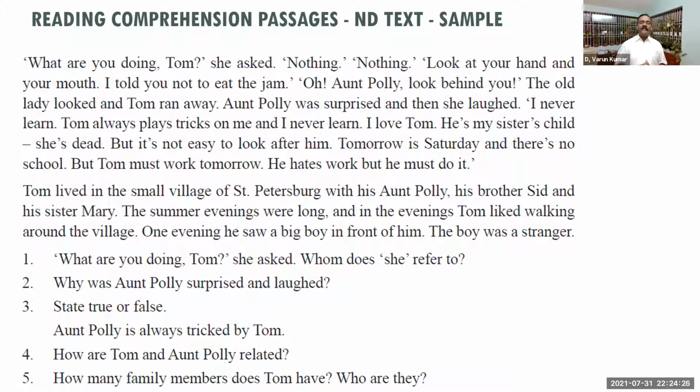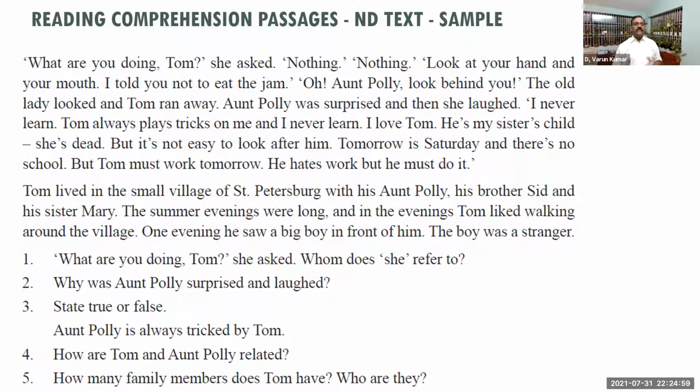Why was Aunt Polly surprised and laughed? Actually, "Oh, Aunt Polly, look behind you." "So I am behind you." The old lady looked and Tom ran away. So Aunt Polly was surprised because Tom was behind her, but she did not realize. Aunt Polly did not realize the existence of the boy behind her. So why was she surprised and laughed? He was behind her and making some tricks.